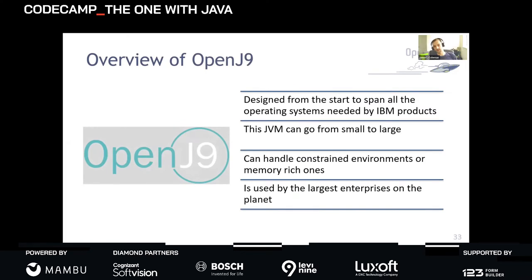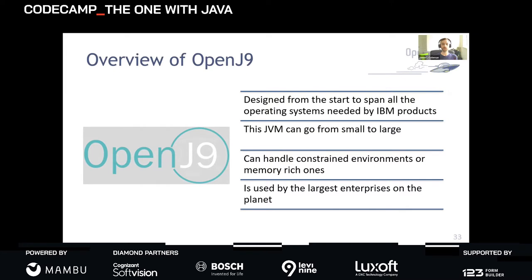So a little bit about OpenJ9. Like I mentioned, it was previously IBM's Java, but it's now open source and looked after by the Eclipse Foundation. It spans, again, lots of different operating systems and architectures, because that's generally what our customers were using at the time when it was being developed.